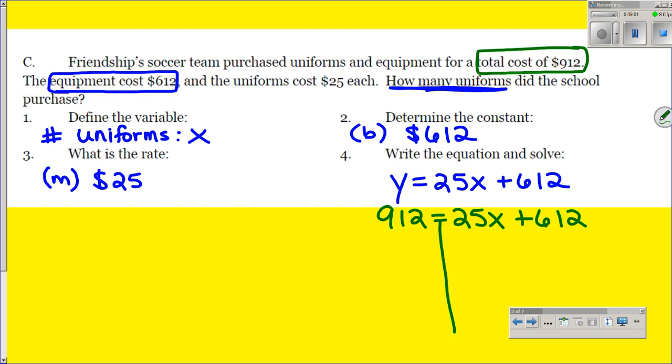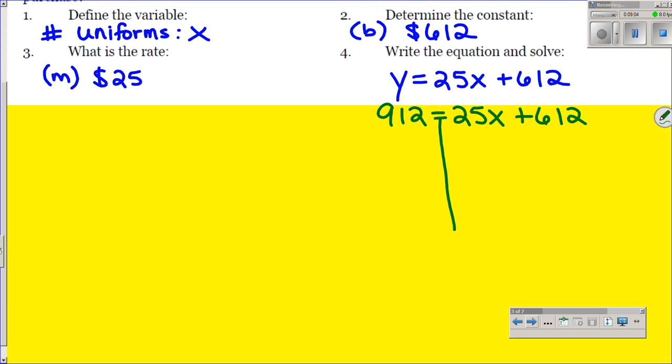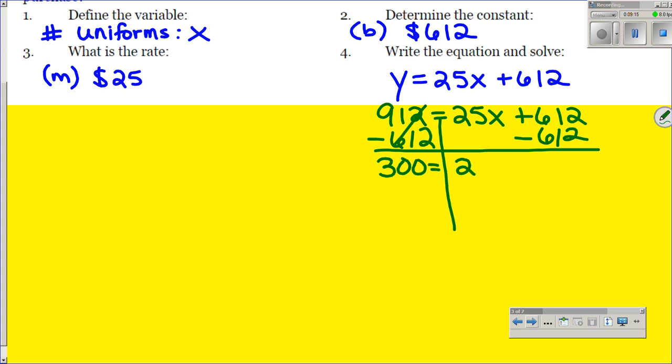We're able to solve to find x. Okay, we're going to start by subtracting that 612 on both sides. And 912 minus 612 simplifies to 300. Each uniform costs $25, so we're going to divide that $300 by 25 to find the number of uniforms. So $300 divided by $25 comes out to 12 uniforms. So to get this total cost, with the equipment cost, 12 uniforms were purchased.